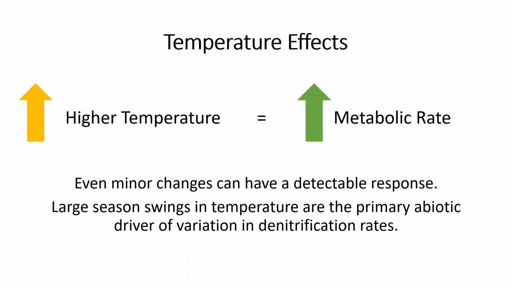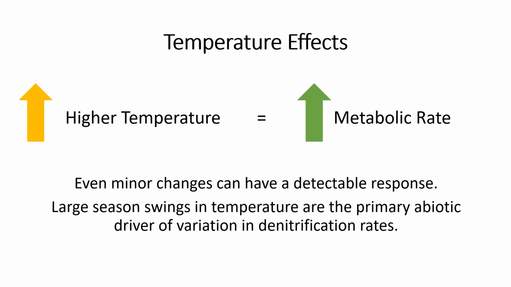Finally, I'd like to address temperature. And this is a fairly easy direct relationship, as higher temperatures equate to higher metabolic rates, as these microbial communities are ectothermic, with even minor changes having a detectable response in denitrification. We only saw about 1 degree in variation within our environmental chamber over the course of the incubation, and it still caused temperature to be significant at half of our field sites.